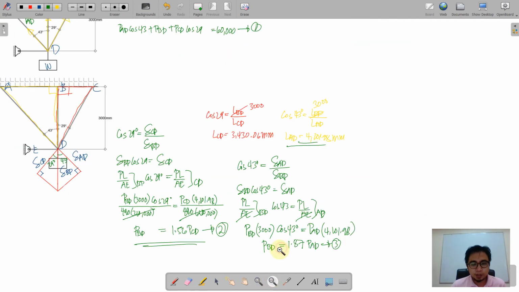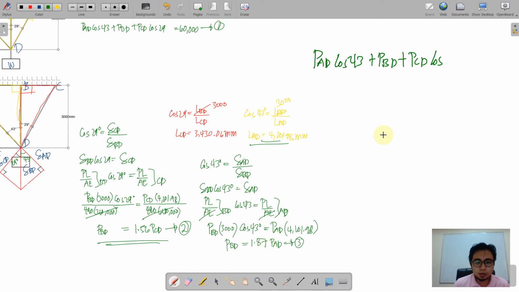So let us have a recap now on what we have obtained out of this deformation. So first we have this one, PAD cosine 43 plus PBD plus PCD cosine 29 is equal to 60,000. So this is the first equation.